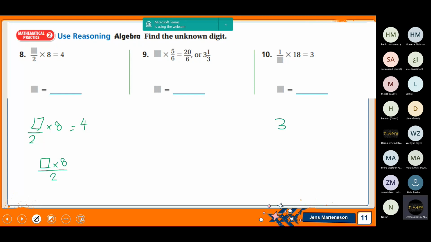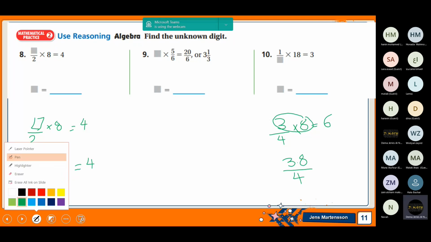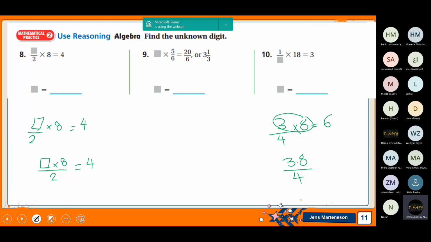Which we said here, if we have 3 over 4 times 8, and it gives you 6, you multiply first 3 times 8, then you divide by 4. And here is the same: 8 times the numerator divided by 2 gives you 4. But in order to find this square, make the 4 a fraction, which is 4 over 1.